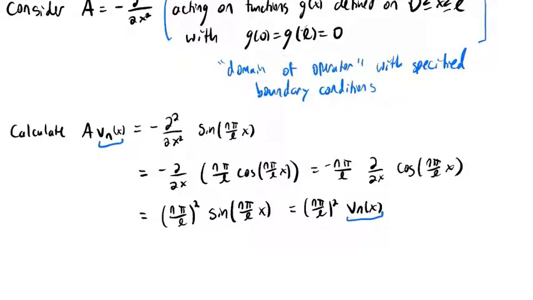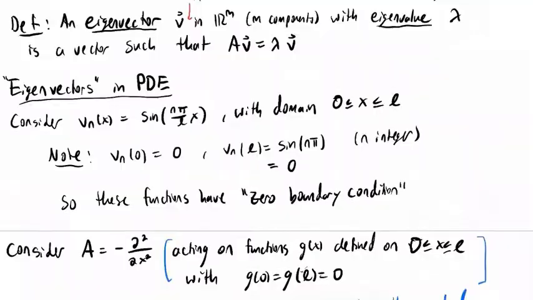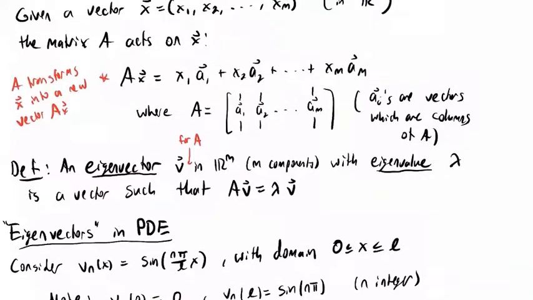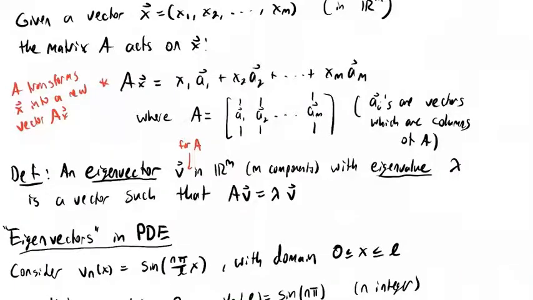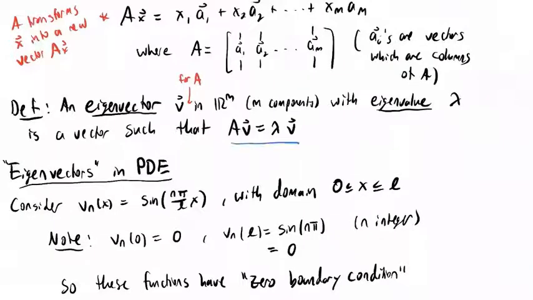Vn has appeared again. And so what did this operator ultimately do? It just multiplied the function by a number, right? So I'm going to call this lambda n. And what we just showed is that A of Vn of x is equal to lambda n times Vn of x, which should remind you exactly of what we talked about before with eigenvectors for a matrix. And so we have exactly this formula here, just in the function setting, where the vectors are replaced by functions, and the matrix A is replaced by a differential operator.